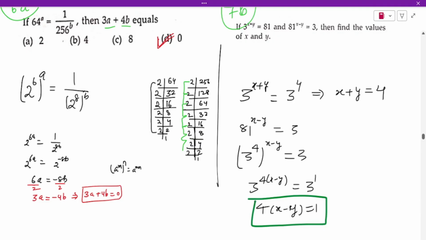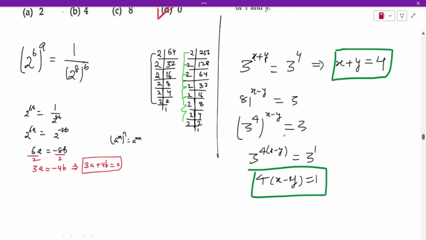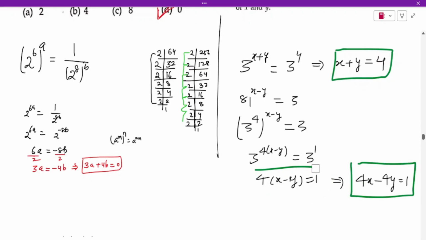So this is the second equation we got over here: 4 times x minus y is equal to 1, and the first equation was x plus y is equal to 4. With the help of these two equations in two variables, we can further simplify this as 4 times x minus 4 times y is equal to 1. So these two equations we have to solve for x and y. For that we just need to solve any one equation to find the value of x or y, and that value we need to put in the other and solve for y.